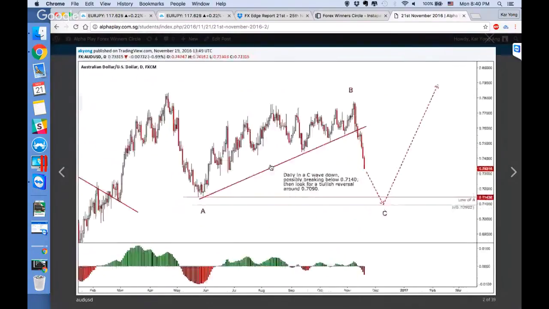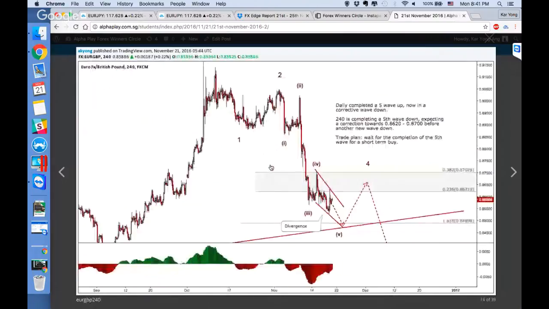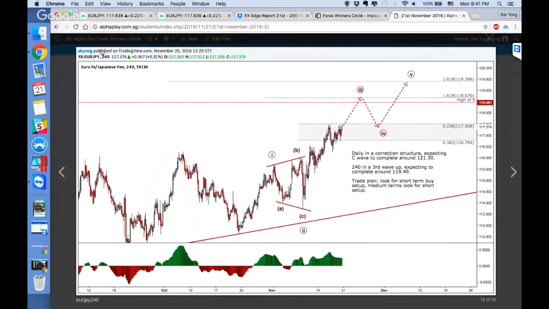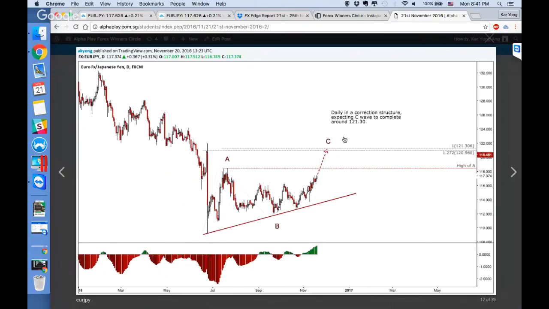So if I bring you to Euro Yen, you can see that I always do a daily, plus a 240. On Monday I'll share with you the daily perspective, because that gives you the overview of that week. How you can use this is that the daily perspective gives you the overall direction, based on technical analysis, of where this currency pair is going.